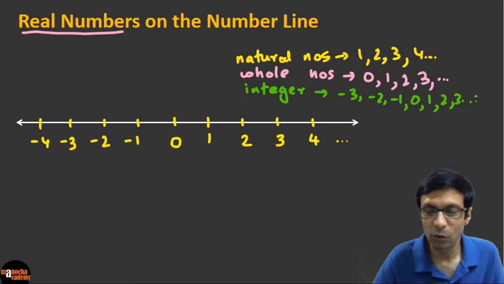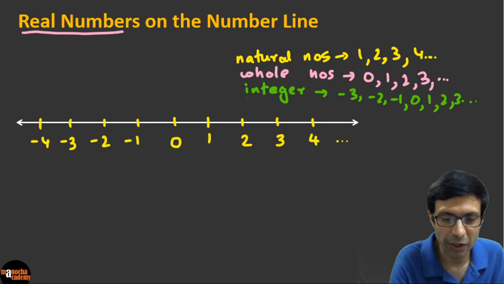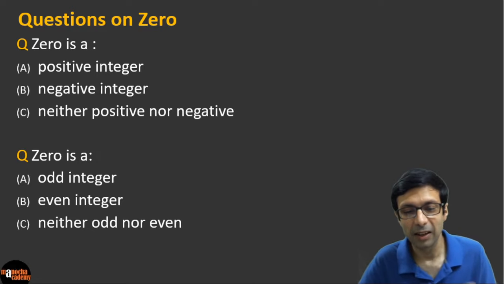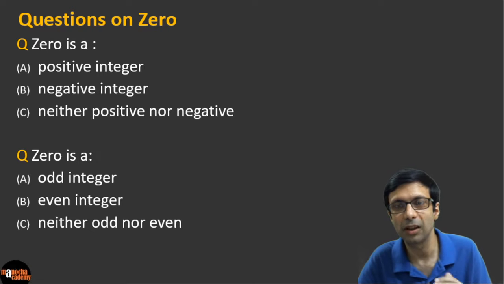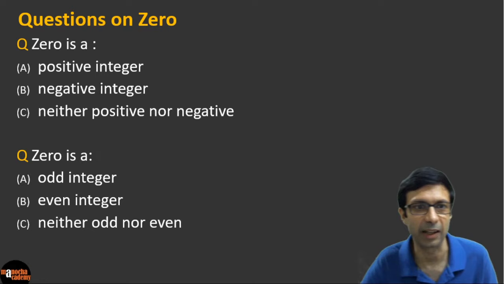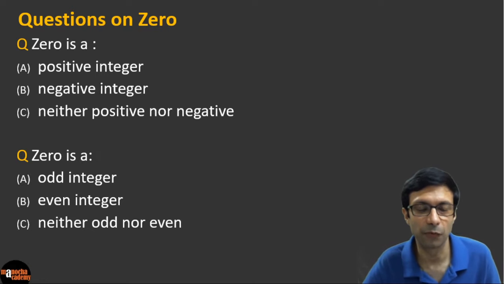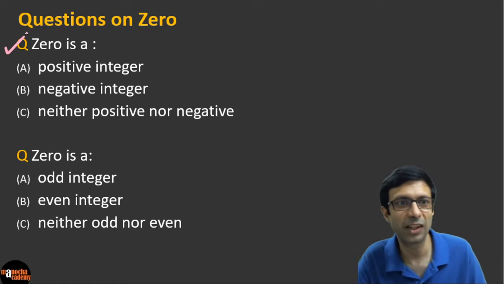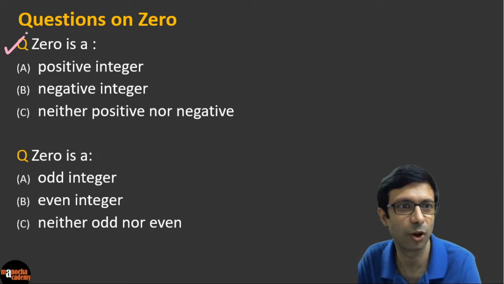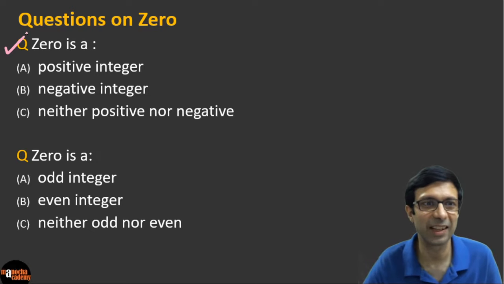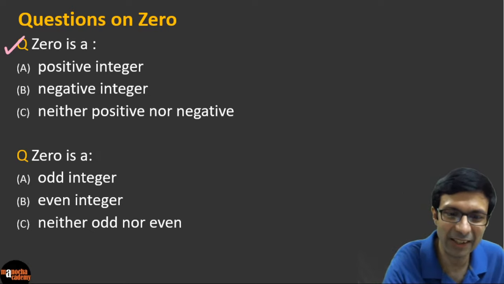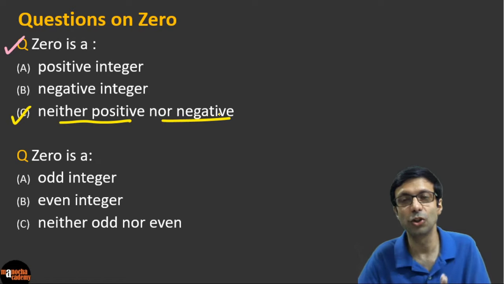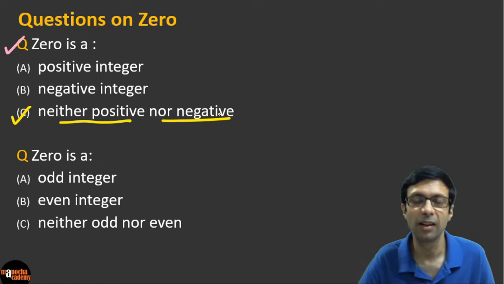That's great. Now let me ask you a question here. 0 is a very important number, right? Can you tell me, the first question: is 0 a positive integer, a negative integer, or is it neither positive nor negative? I'm talking about this first question on top. Is 0 a positive integer, a negative integer, or option C, neither positive nor negative? I see a lot of you are saying option C. Excellent. That's the correct answer here. 0 is neither positive nor negative. Okay, guys. So 0 is not considered either a positive number or a negative number.